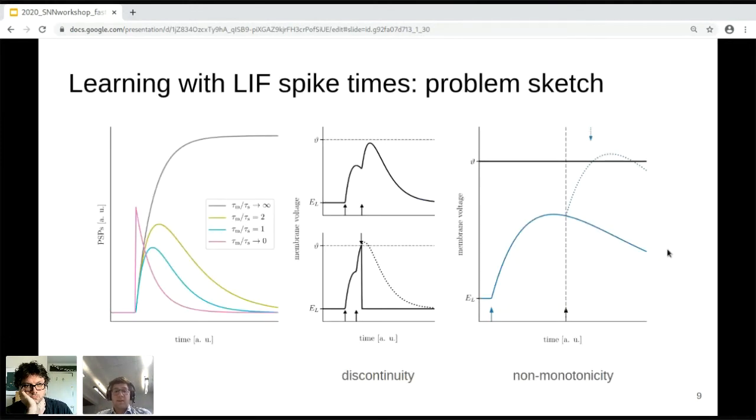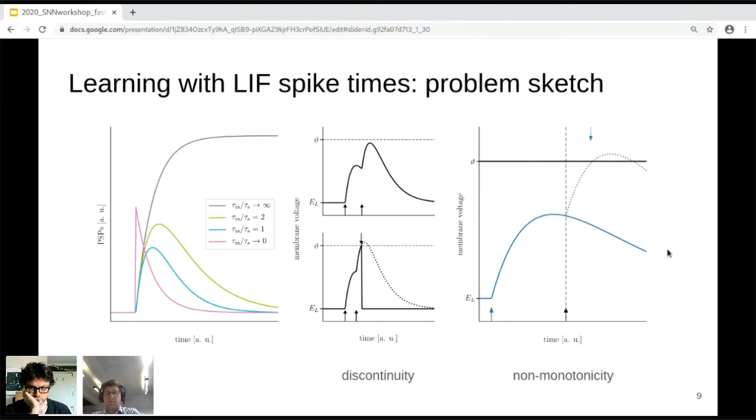So, what is our method? We want to learn with the spike times of leaky integrate-and-fire neurons, and it turns out it's really hard, and I'll illustrate why. We've already heard some of these difficulties. On the left, you see the postsynaptic potentials of leaky integrate-and-fire neurons for different membrane time constant combinations. The gray one is a non-leaky integrate-and-fire neuron where the membrane time constant is infinity. And you see that for all the other ones, the actual leaky integrate-and-fire neurons, the PSP is non-monotonic. And this non-monotonicity of the PSP is what creates the basic problems. I'll highlight two of these problems.